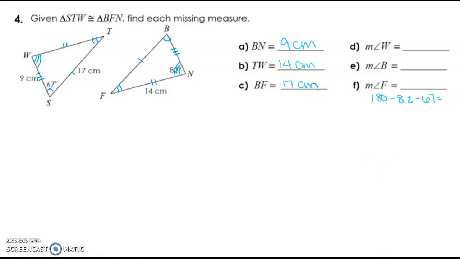Okay, and then measure of angle W is the same as the measure of angle N, and I know I've covered this up a little bit, but hopefully you can still tell that that is 82 degrees right there. And then measure of angle B is congruent to angle S, so you should get 67 there. And then to get the measure of angle F, hopefully you saw my hint and you got 31 degrees.